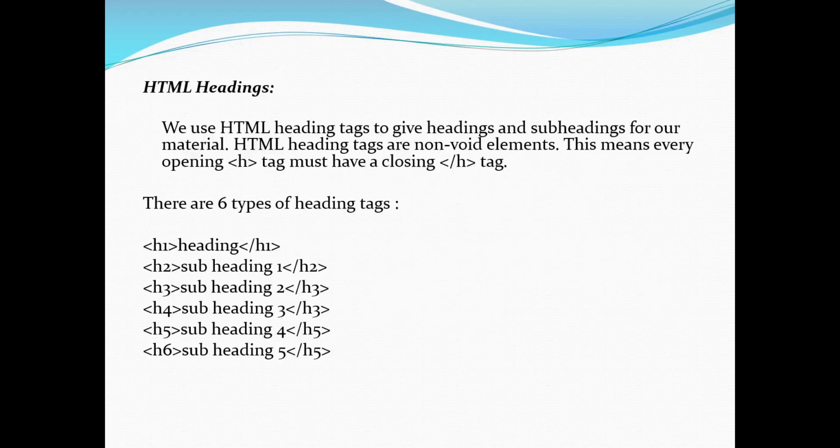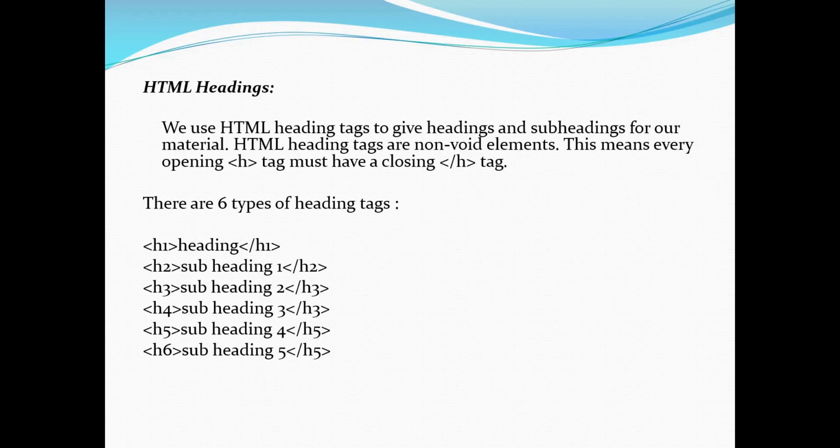Now, when you talk about HTML headings, the tag which you use for heading is H. There should be the opening tag, there should be the closing tag. So we have 6 types of heading in HTML. First is the H1, last is the H6. So there are altogether headings and subheadings. So let me explain you each one in detail.